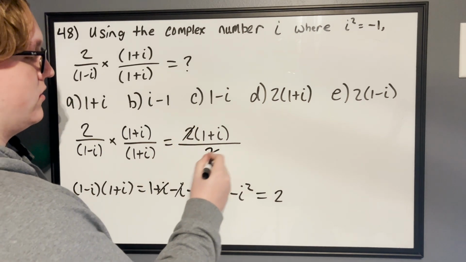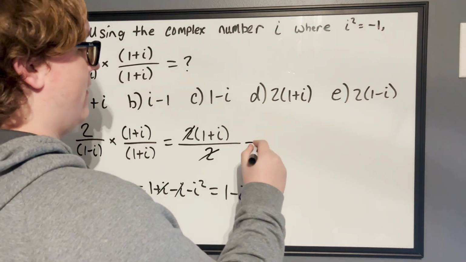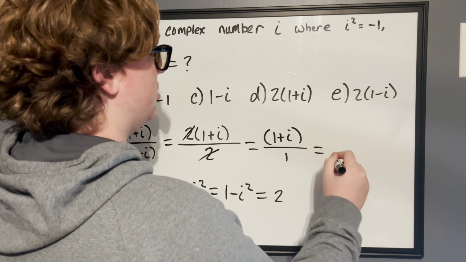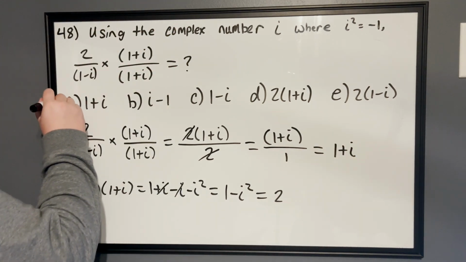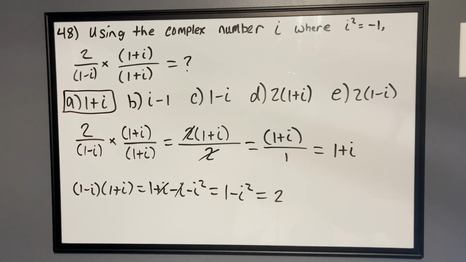Now we can factor the 2 out of the numerator and denominator and then divide them out. So then we're left with 1 plus i over 1, which is just 1 plus i. So that means that our answer for question 48 is going to be option A. Let's move on to question number 49.